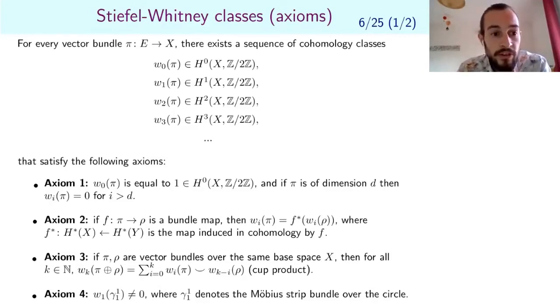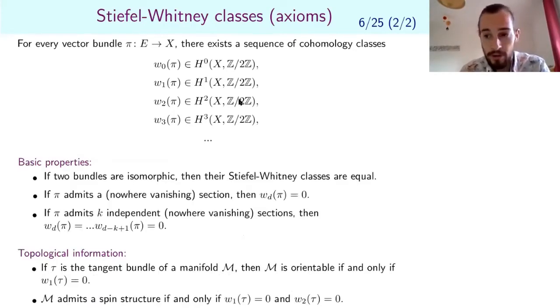So let me read the first axiom. W0 of pi is 1, the unit of the zeroth cohomology group. So this is not very interesting. And if you have a vector bundle of dimension d, then Wi of pi is 0 for every i greater than d. So the Stiefel-Whitney classes stop at the dimension of your vector bundle. I recall that the dimension is the dimension of the fibers, the vector spaces. I won't go through the other axioms, but only from them you can infer some properties.